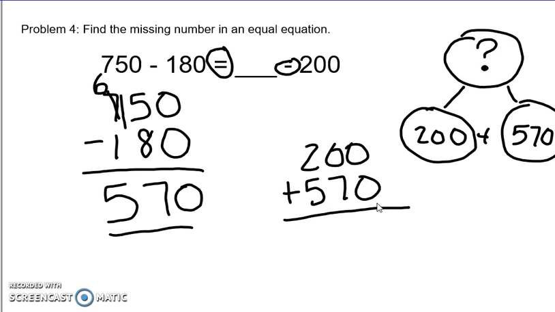So 0 plus 0 is 0. 0 plus 7 is 7. And 2 plus 5 is 7. So that means my missing number is 770.